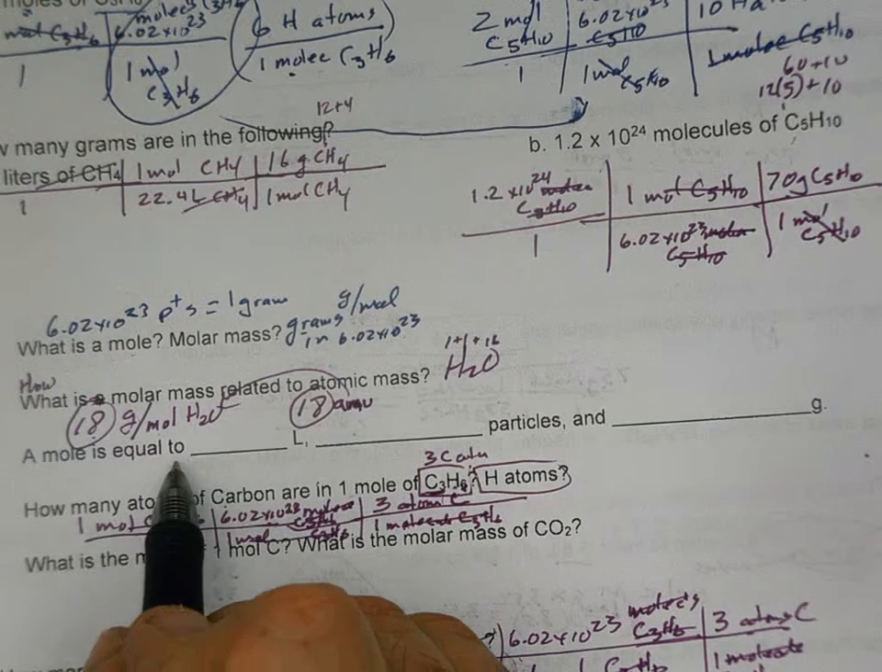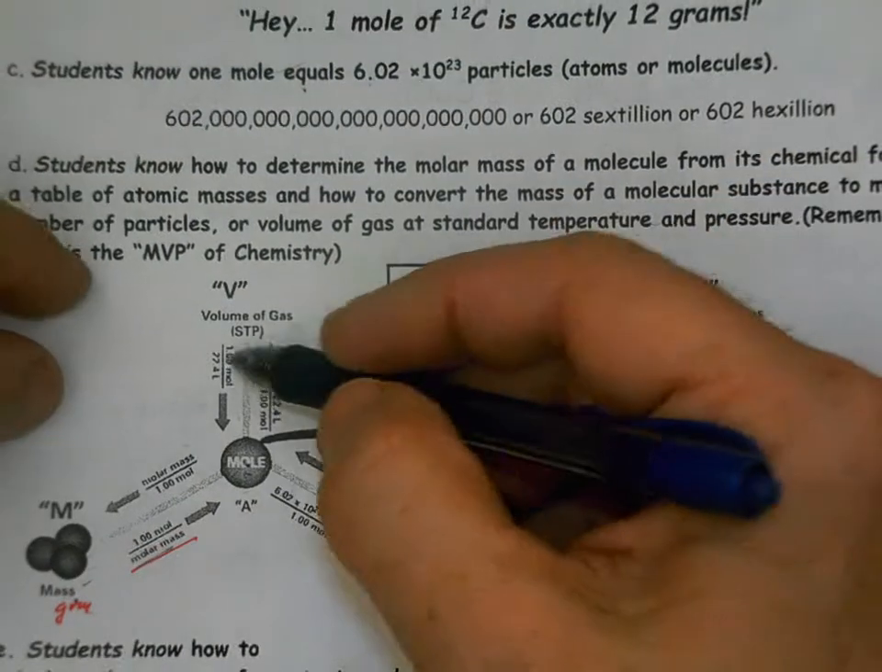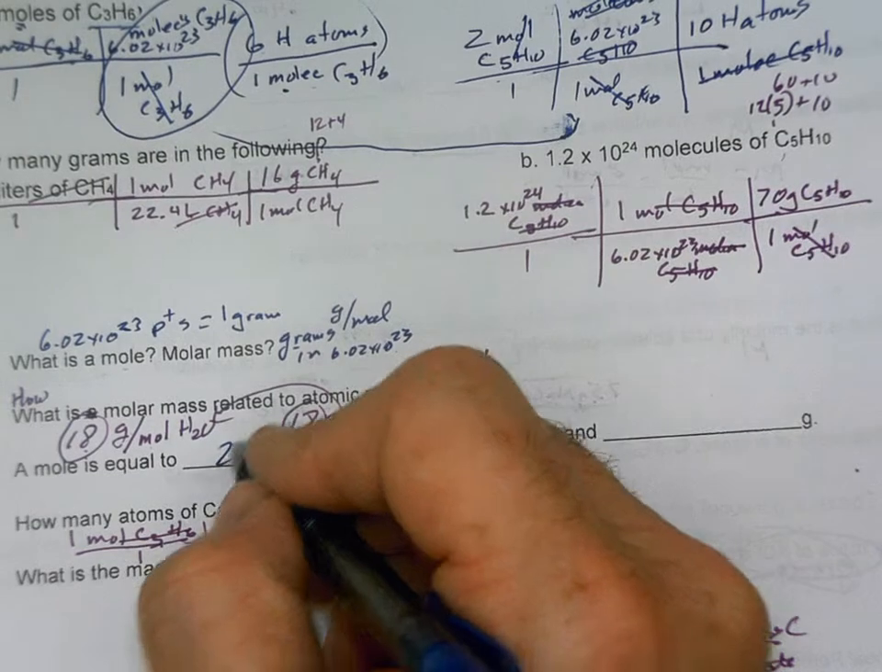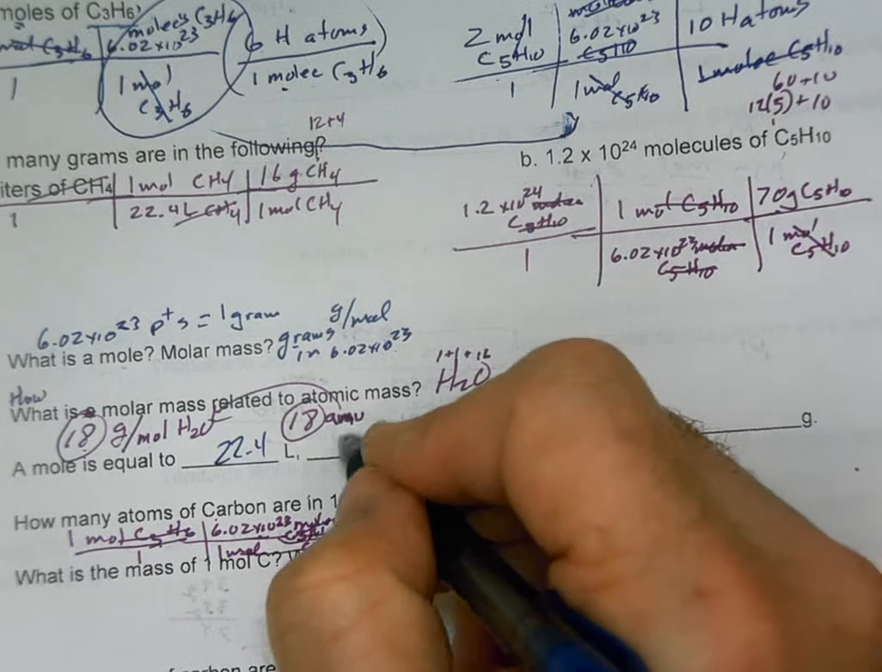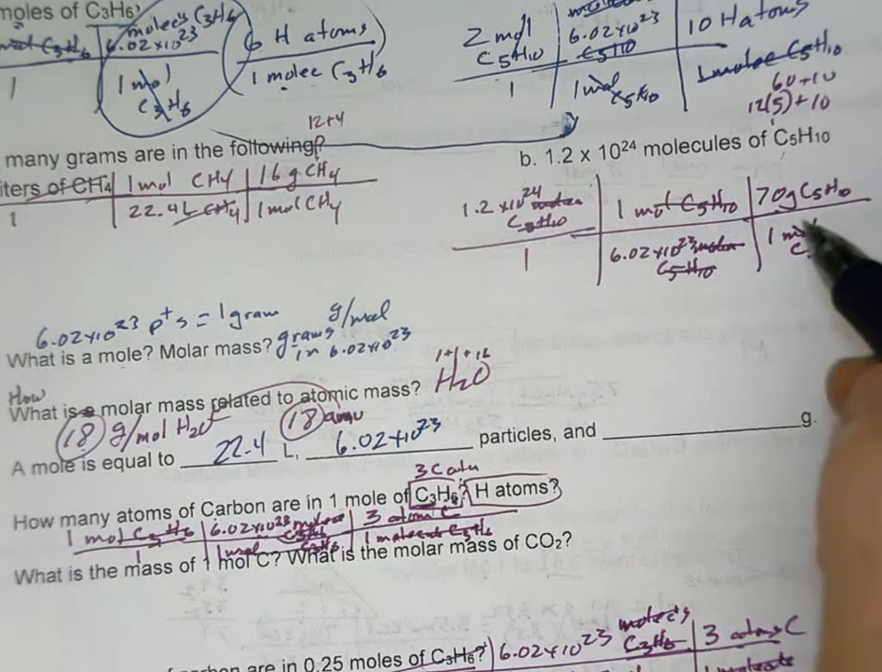Let's see, a mole is equal to, okay, these are our 3 things that we're either multiplying or dividing by: 22.4 liters, or Avogadro's number of particles, 6.02 times 10 to the 23. We've been working with that till we're blue in the face. And, okay, this is molar mass, okay?